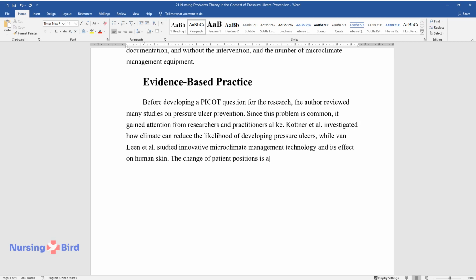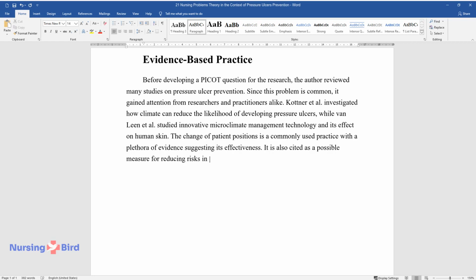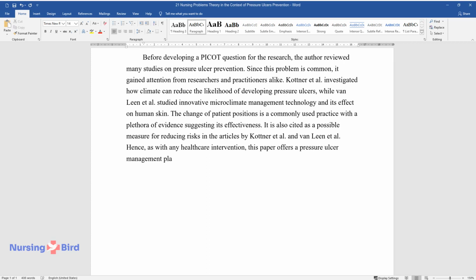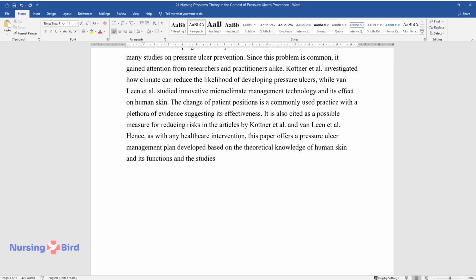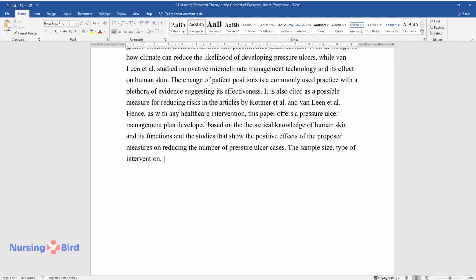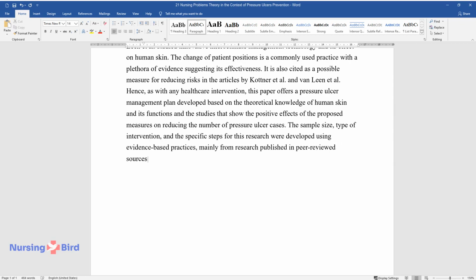The change of patient positions is a commonly used practice with a plethora of evidence suggesting its effectiveness. It is also cited as a possible measure for reducing risks in the articles by Kottner et al. and Leen et al. Hence, as with any healthcare intervention, this paper offers a pressure ulcer management plan developed based on the theoretical knowledge of human skin and its functions and the studies that show the positive effects of the proposed measures on reducing the number of pressure ulcer cases. The sample size, type of intervention, and the specific steps for this research were developed using evidence-based practices, mainly from research published in peer-reviewed sources on the same topic.